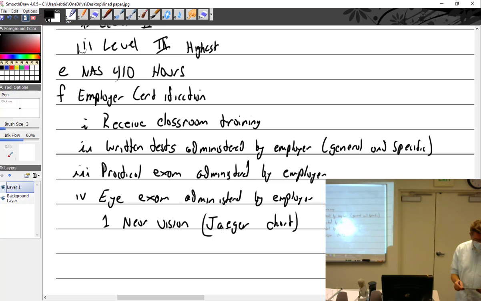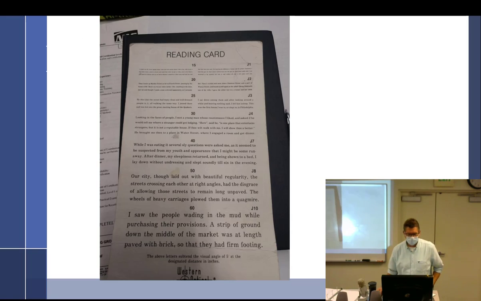It's Jaeger 1. You have to be able to read Jaeger 1. Because it's the one I have trouble reading. How close do you have to be? It says right on there. And you can be correctable, with your glasses on. You have to have near vision, so if you have bad eyesight, you're out of luck. Here's a copy of the Jaeger chart. And I believe you have to read J1.